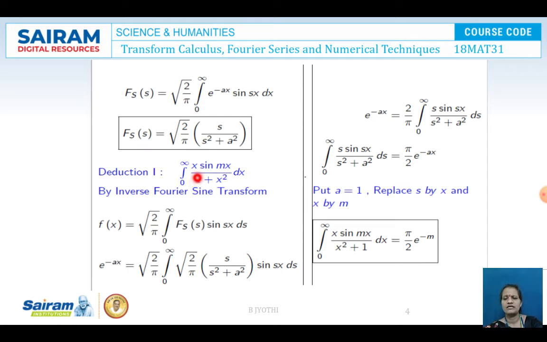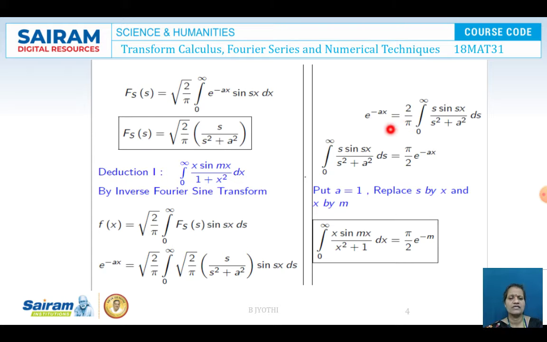And for the deduction part, we will consider the inverse Fourier sine transform. So f(x) is given by root of 2 by pi integral 0 to infinity Fs(s) into sin sx ds, and e to the power of minus ax is given by root of 2 by pi, and we have already obtained Fs(s), that is replaced as root of 2 by pi into s divided by s square plus a square into sin sx. Let us take the root of 2 by pi outside, then we get 2 by pi integral of s into sin sx divided by s square plus a square into ds.